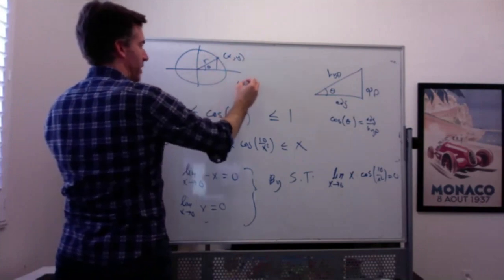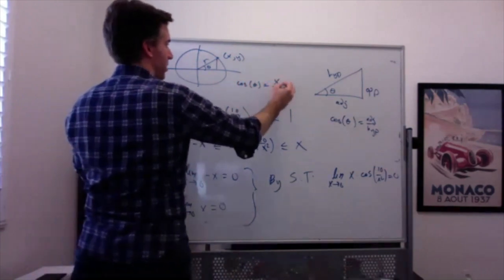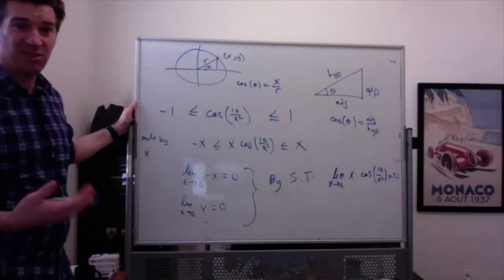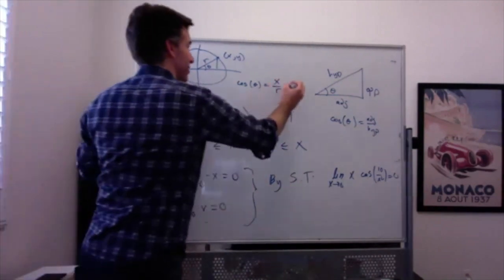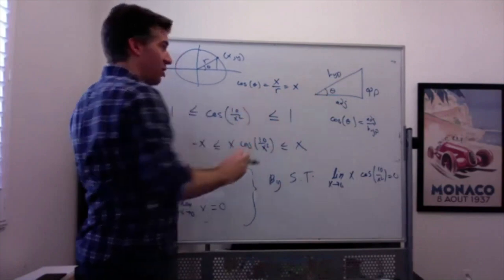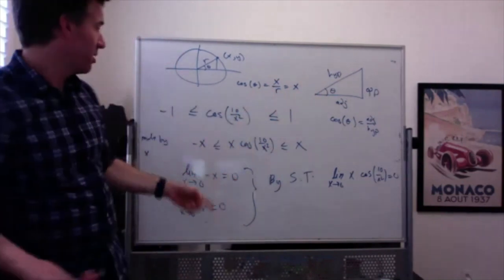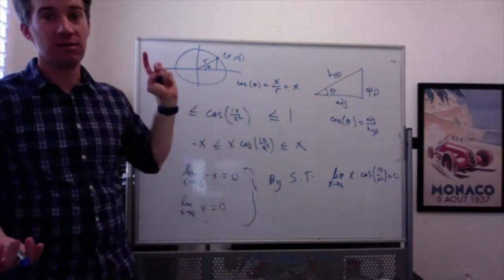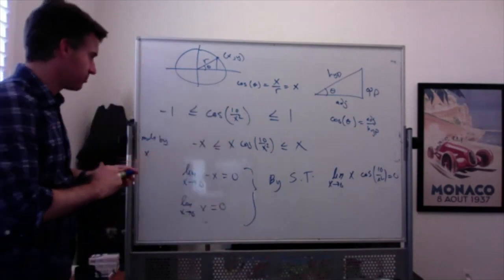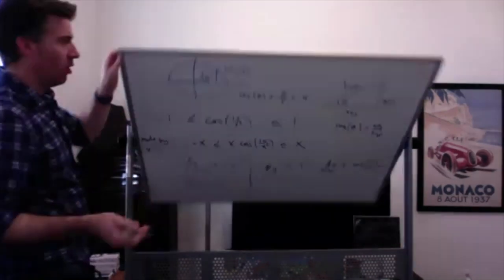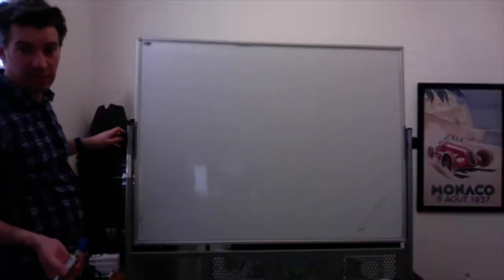Right, cosine of theta is x over r. X is always between -1 and 1, and r is 1. So cosine of any angle, cosine of any argument, is always between 1 and -1. So yeah, let's look at something even crazier.